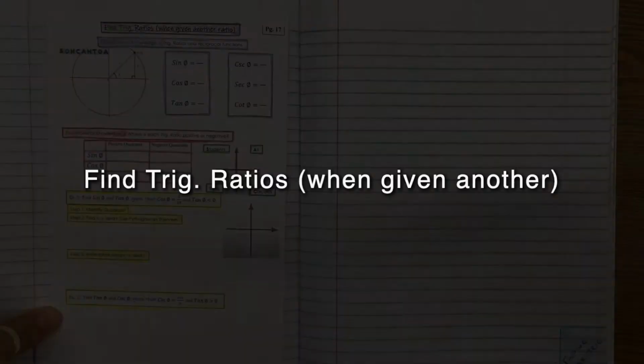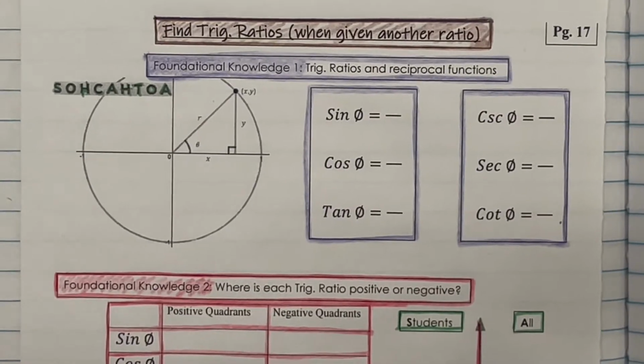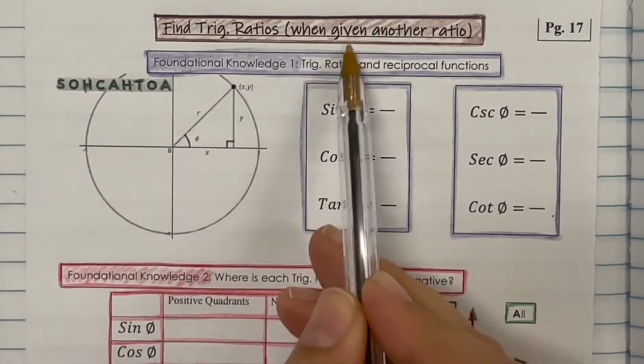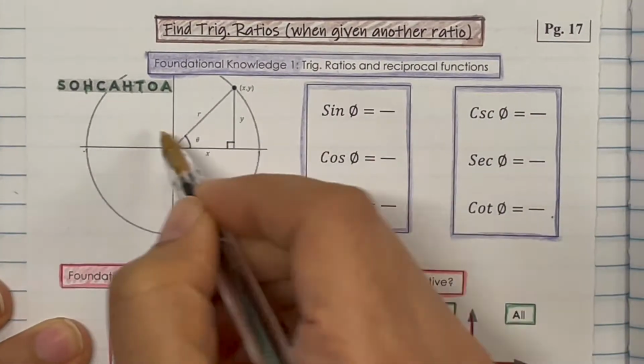Right, so let's take a look at finding trig ratios when you're given another ratio. Okay, so that's two major things that you need to know. The first one is trig ratios and the reciprocal. So let's fill this out.